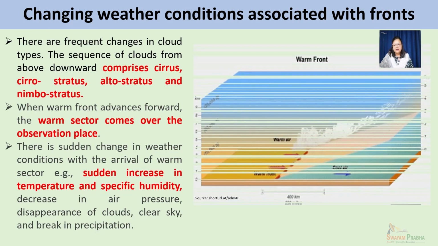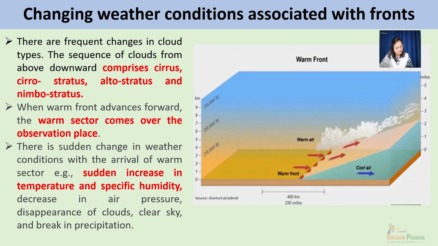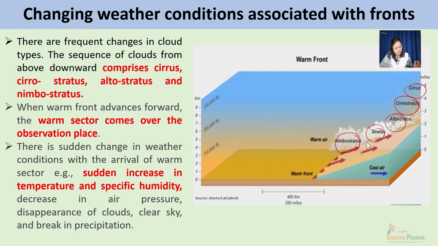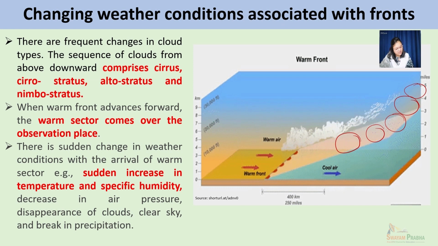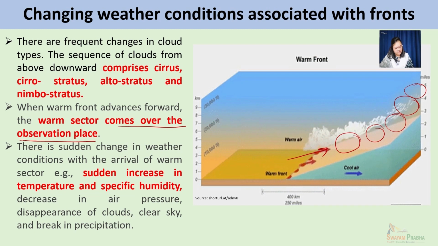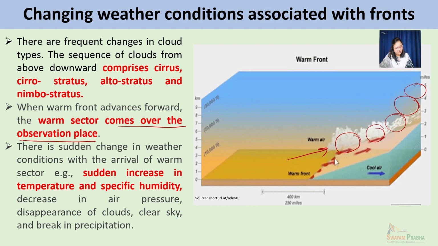So you can see that there are frequent changes in the cloud type. The sequence of clouds from above to down comprises various types of clouds like the cirrus, cirrostratus, altostratus, stratus, and nimbostratus. When a warm front advances forward, the warm sector comes over the observation place, and there is a sudden change in the weather conditions with the arrival of the warm sector, which leads to a sudden increase in temperature and a sudden increase in the specific humidity of that region.